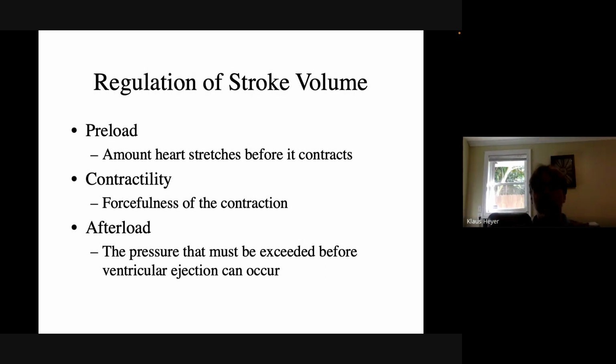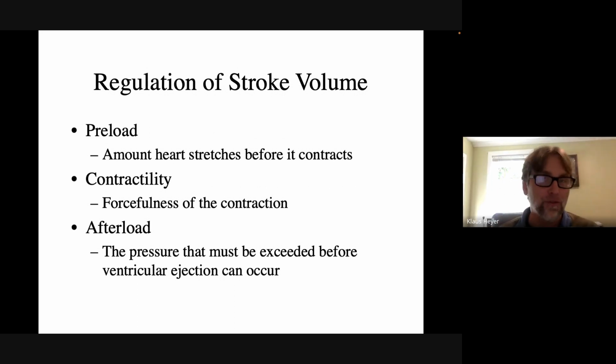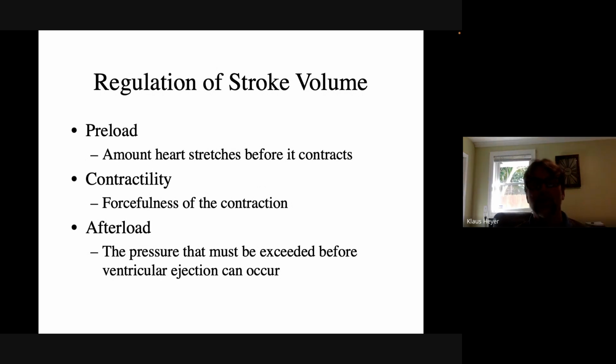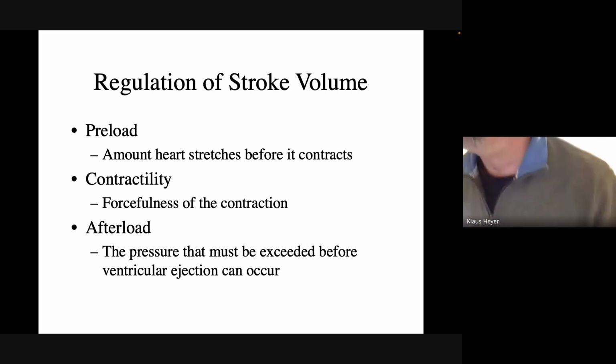So this is new. So I'd like to talk about regulation. How do we regulate stroke volume? I was hinting at it last class, but I didn't write it down. So preload, contractility, afterload. Now we're talking about the ventricles here. So how much do the ventricles stretch before they contract? That's really the important part. Contractility is the forcefulness of the contraction. So for example, norepinephrine can increase that, right? So there's some mechanisms we have to increase contractility.